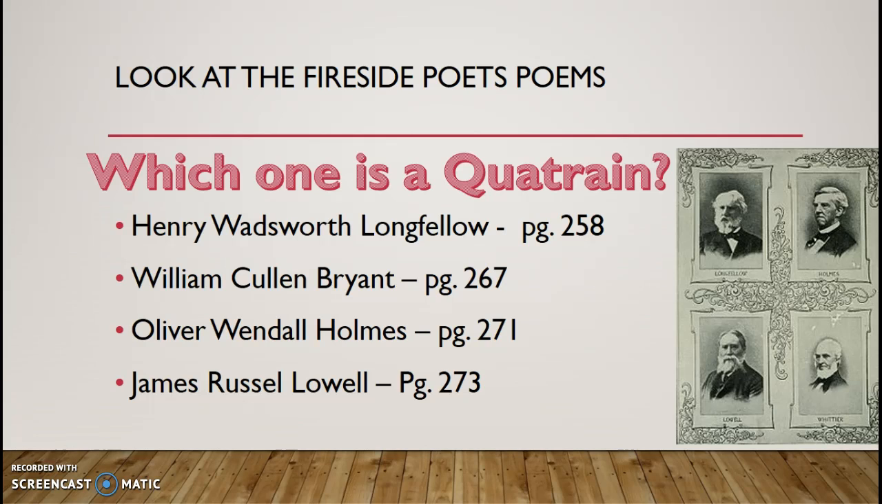So what I'd like you to do now is, in the book, on the following pages, there's 4 different poets. These are what we call the fireside poets. They're some of my favorite poets. And they're the poets that are pictured to the right on the sheet here. And there I've given you the page numbers from the book. I'd like you to go through and identify which one of these poets uses the quatrain in their poetry. So you can pause the screencast at this point and go ahead and do that activity, and then come back and we can continue on.